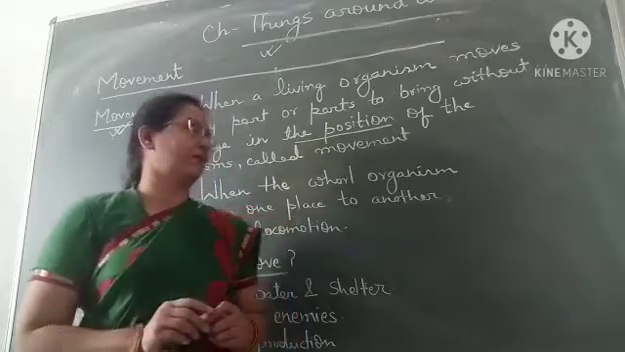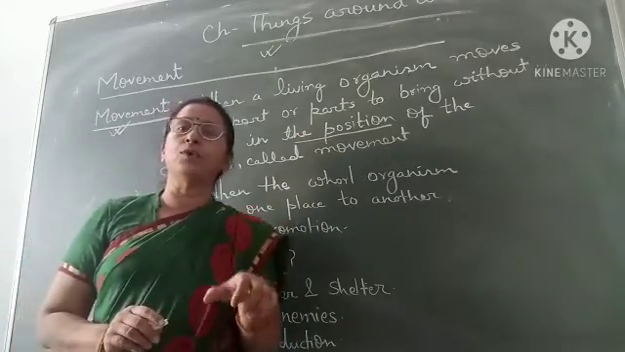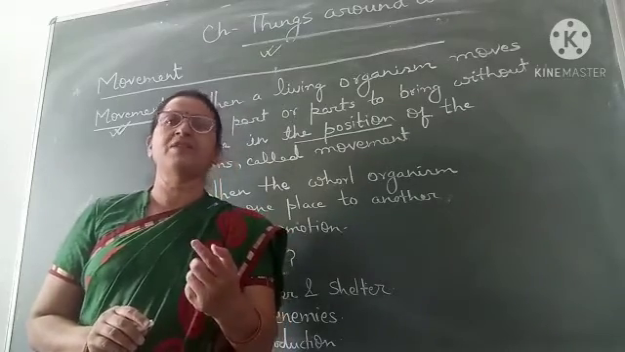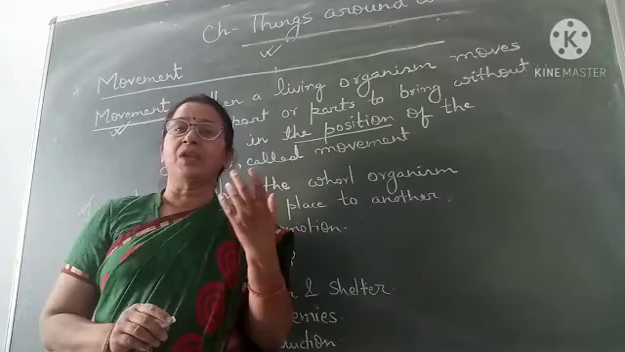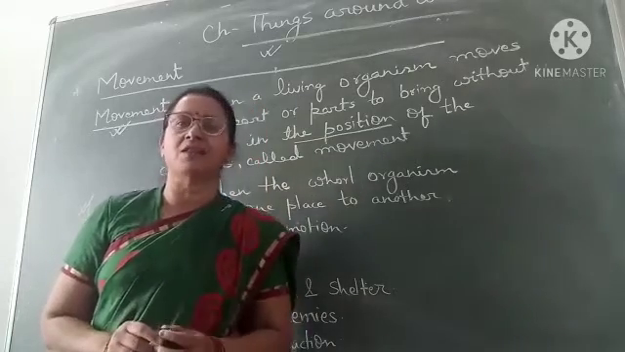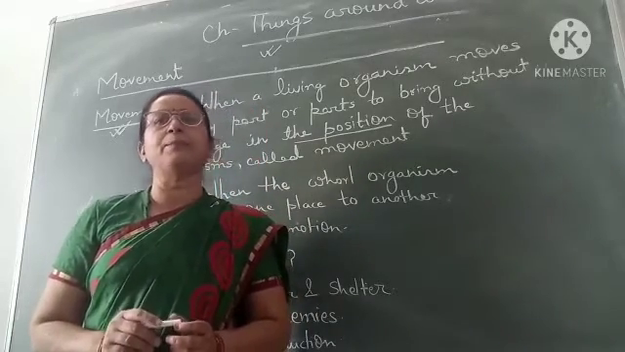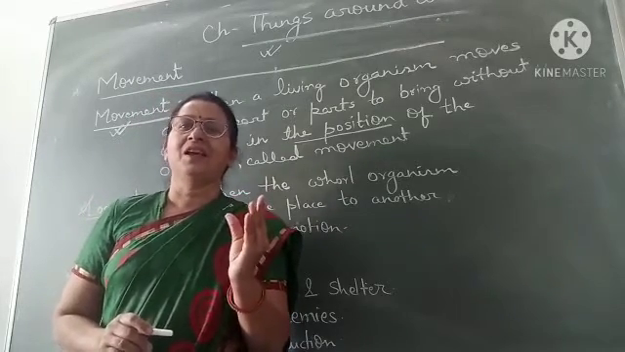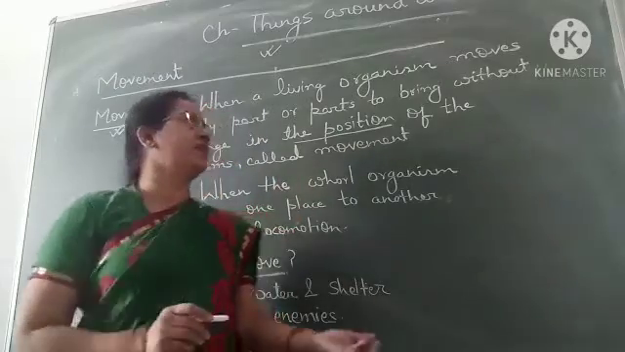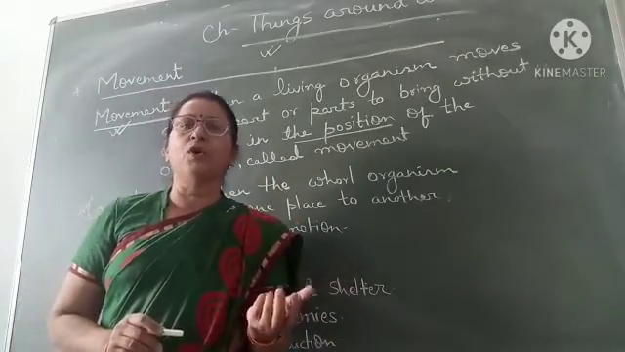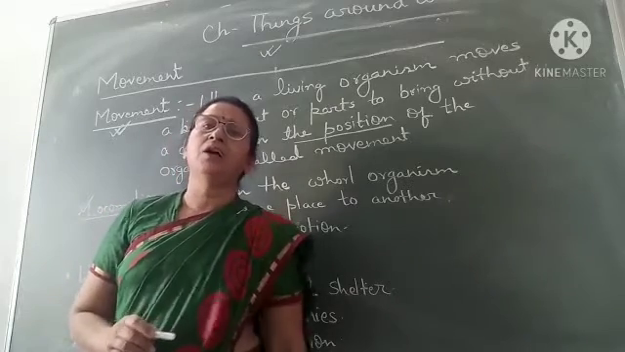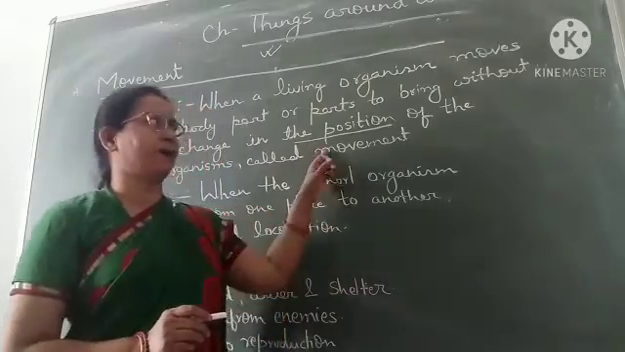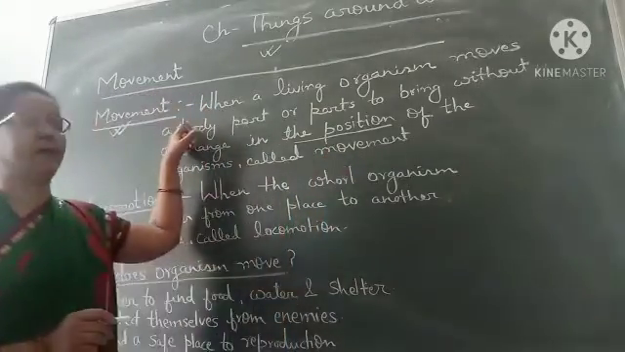In the case of plants, growth of root in the downward direction. This is the first example. Second, you can see the stem moves upward towards the sun. Third example, bursting of seed without changing its position. Fourth, blooming of flowers. These are some examples of plants showing movement.